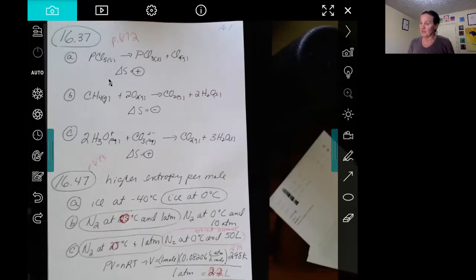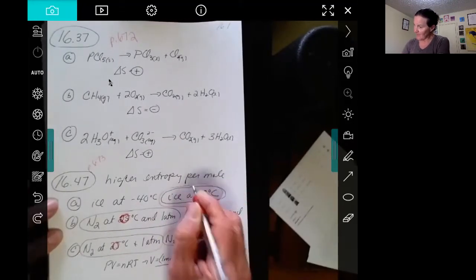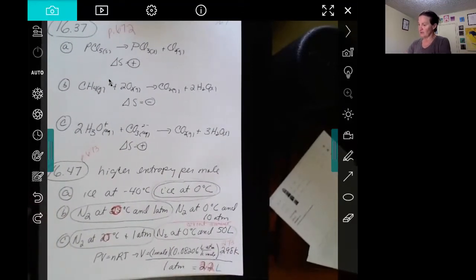The next one, 47 on page 673, deals with how entropy changes with temperature and volume. So it just asks you to circle which has the higher entropy per mole. In A, it's ice at -40 or ice at 0. And we know that entropy increases with temperature. There's more energy, more places to put the energy. So ice at 0 is going to be warmer. It's the same phase, but it should have a higher entropy.